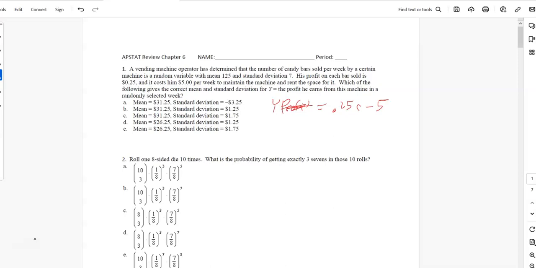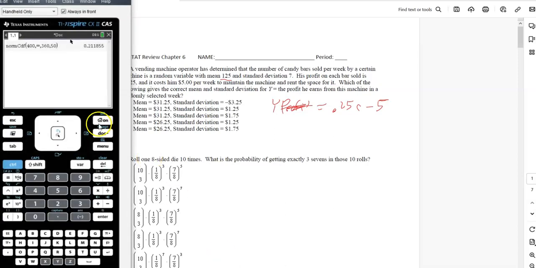So what's going to happen to this mean of 125? You might want to get your calculator out here. It'd be 0.25 times 125 minus 5 should be your mean, because both multiplication and subtraction affect the mean. Standard deviation is different. Subtracting a value doesn't affect the standard deviation. So I'm just going to take the standard deviation of 7, multiply that by 0.25, and I should get my answer there. It looks like E for that one.